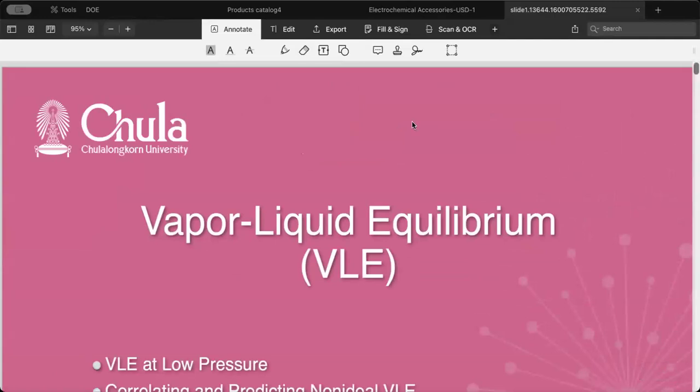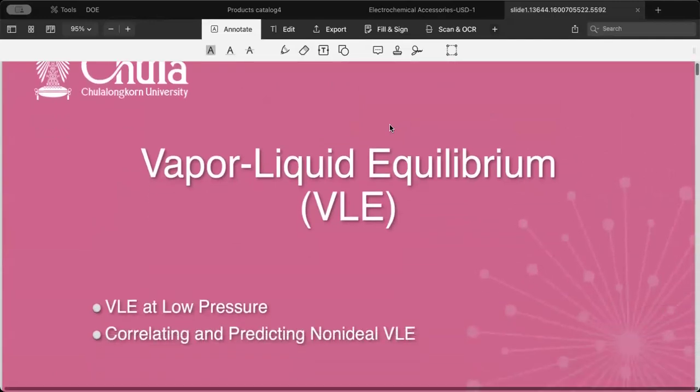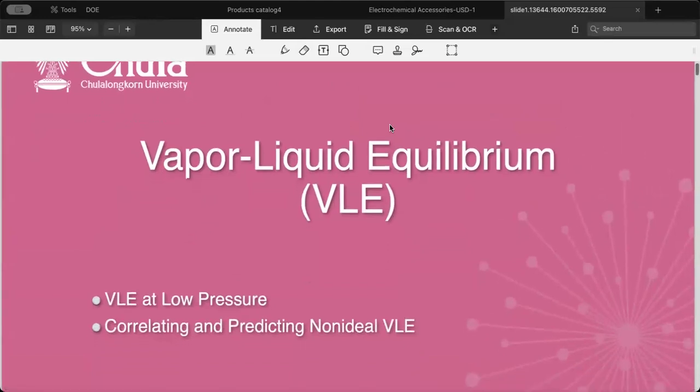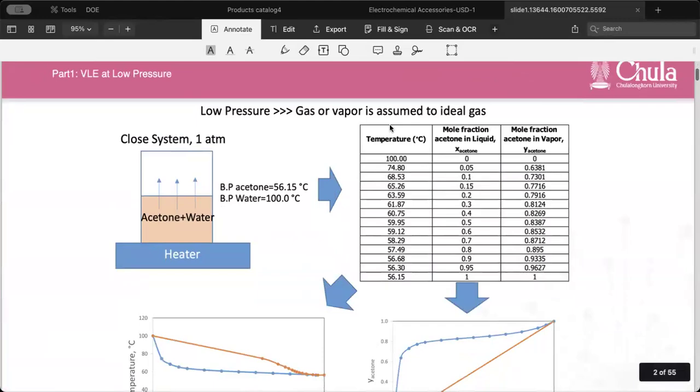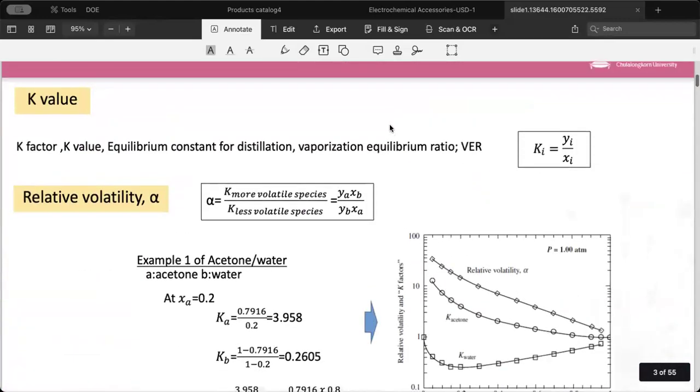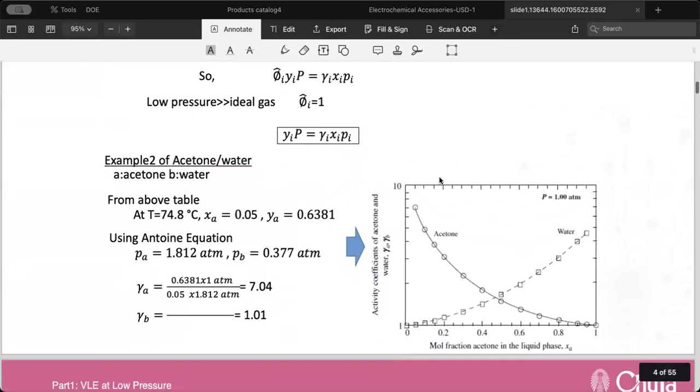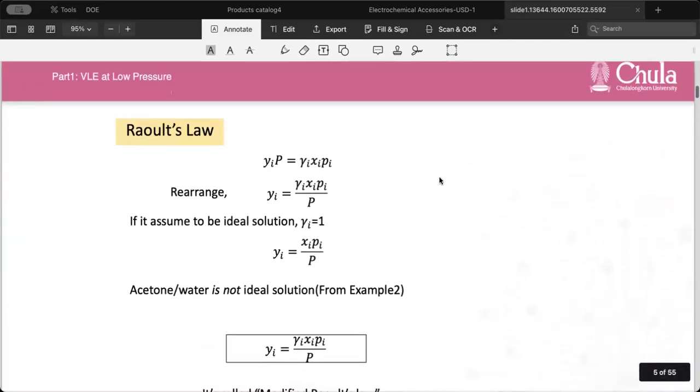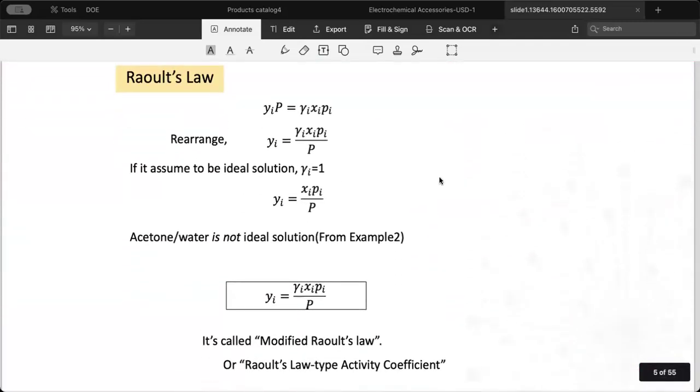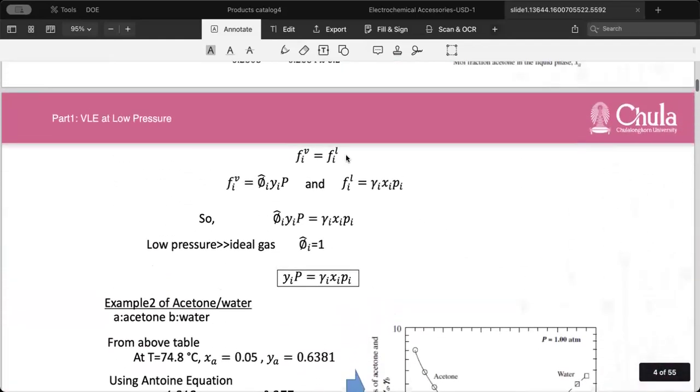The vapor liquid equilibrium, and we start from VLE at low pressure because this is the simplest one. And we learned about using K factor, right? The K value where K is y over x, Ki is yi over xi. And we learned about relative volatility. Then Raoult's law and modified Raoult's law, right?